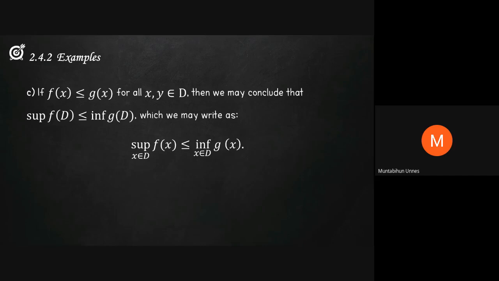Next, the third example, C. If f(x) is less than or equal to g(y) for all x and y element of T, then we may conclude that the supremum of f(T) is less than or equal to the infimum of g(T). In example B, f(x) is less than or equal to g(x) for all x element of T, and we cannot conclude that the supremum of f(T) is less than the infimum of g(T). But here, if f(x) is less than or equal to g(y) for all x and y element of T, then we can conclude this relation: the supremum of f(T) is less than or equal to the infimum of g(T).